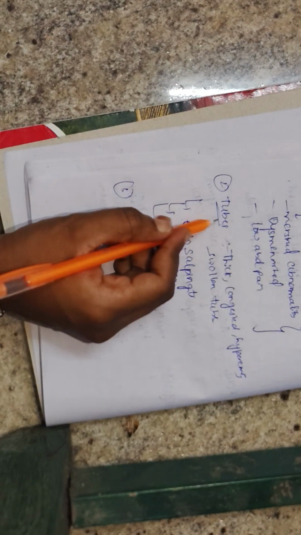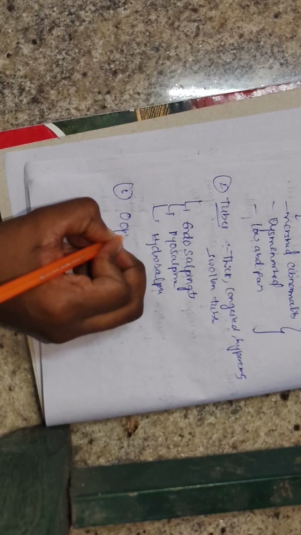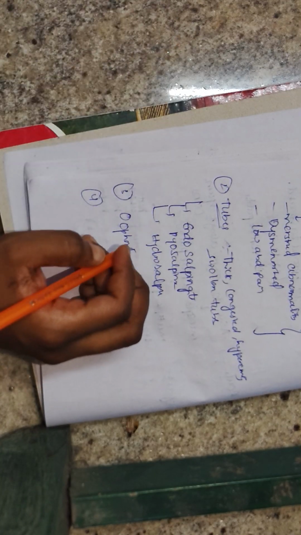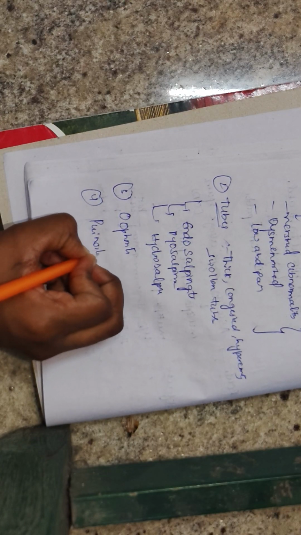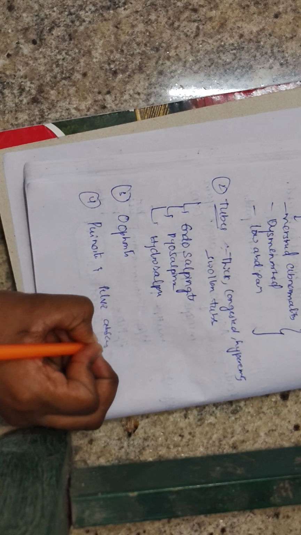Next, after the tubes, the ovary. Ovary involvement means oophoritis. The infection then spreads to the abdomen, causing peritonitis and perihepatitis. Peritonitis or pelvic abscess also occurs. This is the pathogenesis.